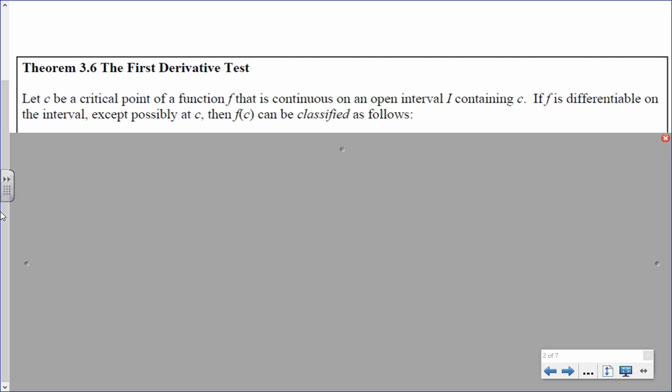Okay, so I don't know how much of this I would write down if I were you, but let's just talk about it. What I want you to write down is what I'm covering up. Let c be a critical point of a function f. f is continuous on the interval I containing c. So we have a continuous function, c is a critical number. Maybe that's what I would write down.